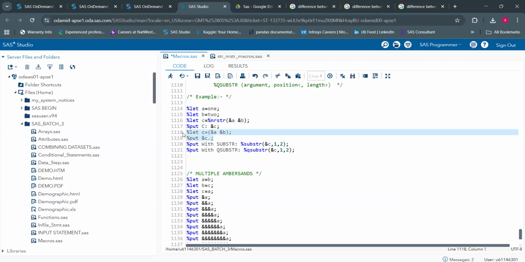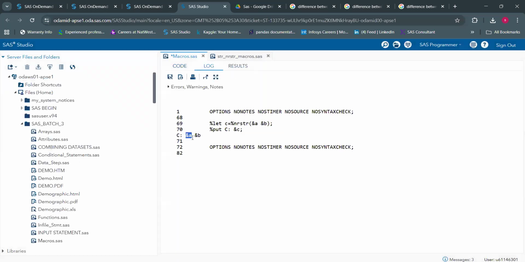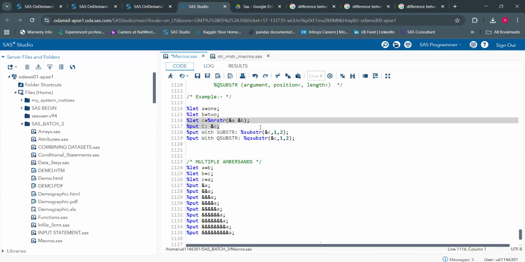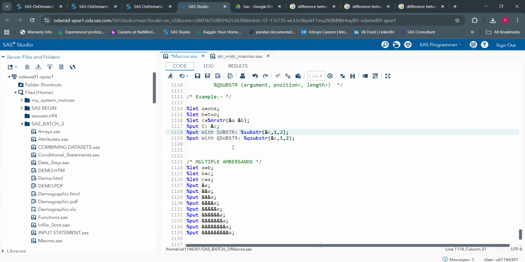So here we only ran this one, right? What we got was ampersand A, ampersand B. This is the answer. So now tell me, what is 1 comma 2 here in ampersand C? The answer is position-wise ampersand A, right? 1 comma 2. You agree, right? So what is ampersand A? It is 1. That's it. So that is the answer.